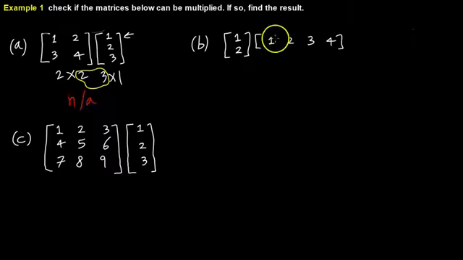Now let's go to part B. We see here that we have a 2 by 1, 2 rows and 1 column, and on the second one we have 1 row and 4 columns, so that's a 1 by 4. You can see that the inner dimensions match, and additionally the dimension of the resultant matrix would be a 2 by 4.